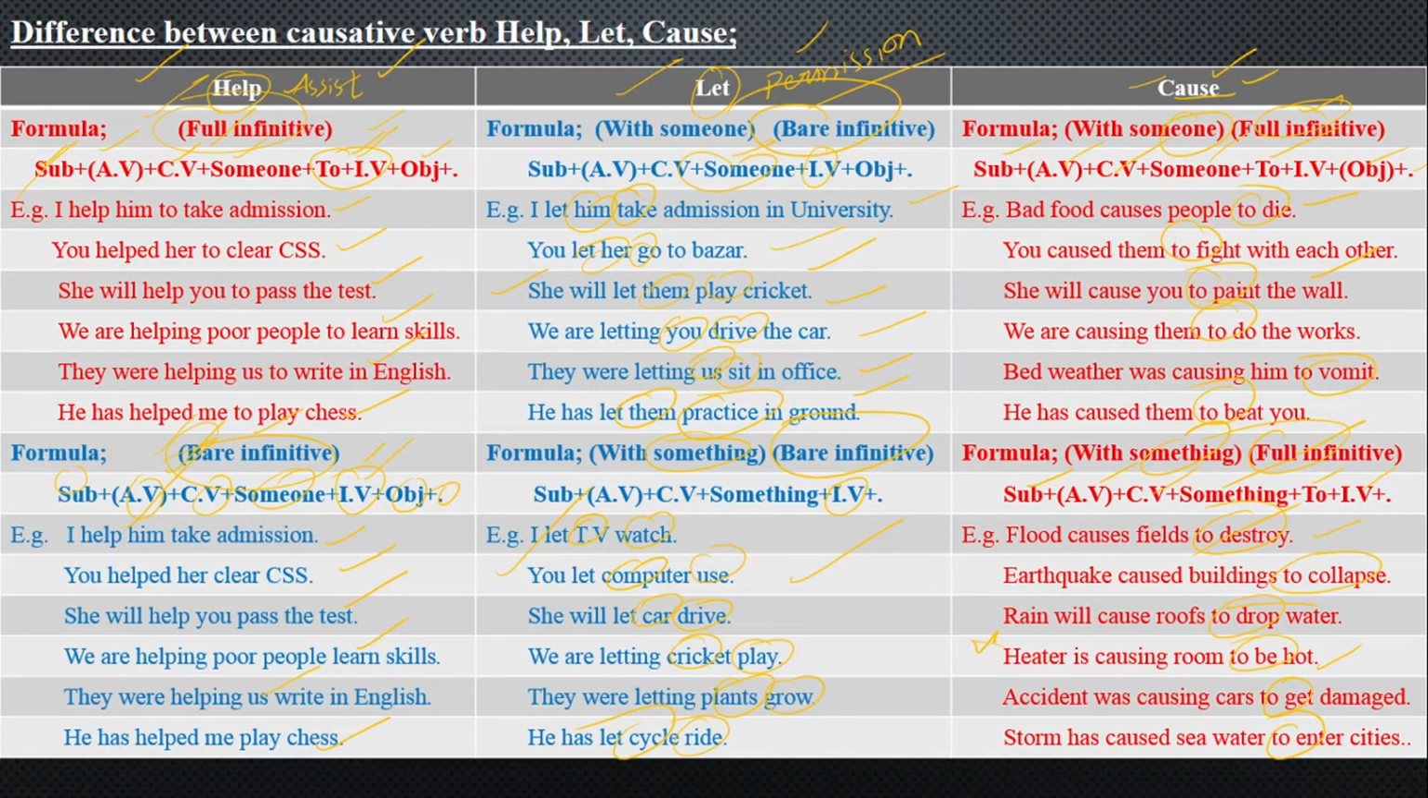I've already mentioned the detail of the causative verbs help, let, and cause, and again I've shared the links, you can go for their detail. But the difference, I hope you got about all of them.